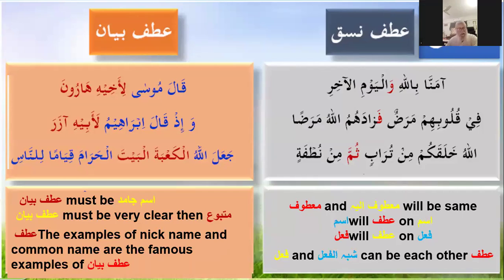The nickname and common name are the famous examples of atfe bayan. When we say to somebody, oh you fatty man, oh you little one, oh you long man, oh you short man, oh you black man, you are calling some person who has those attributes. Actually, that is the alternate of that person. Maybe that person's name is Ibrahim, maybe some other name, and instead of calling the name, you call him by this. Oh Abu. Instead of calling the complete name, we call a short name. That is called a nickname.